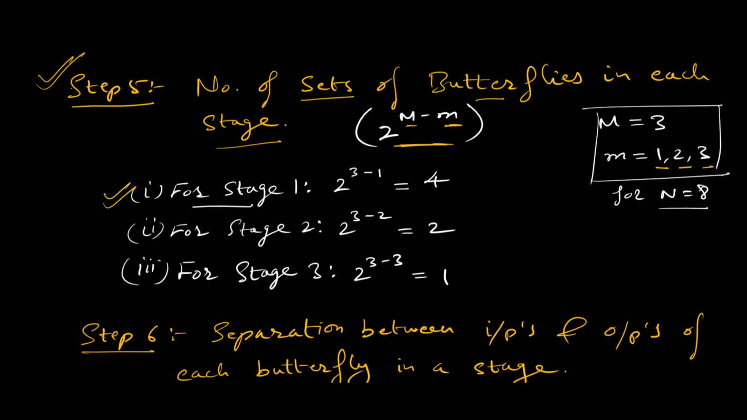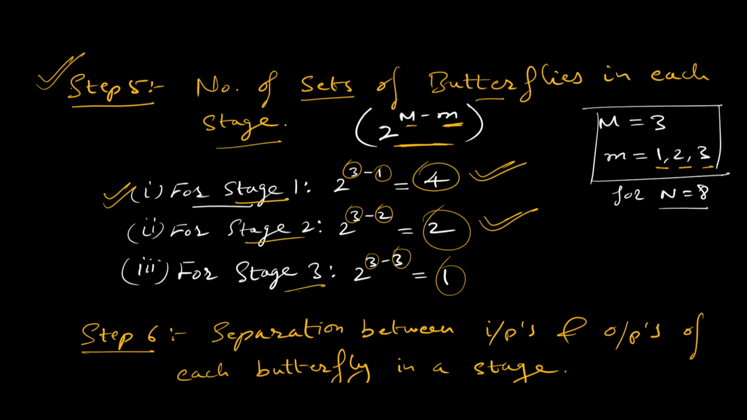For stage number 1, you have to substitute this small m with 1, and we know capital M is 3, so this becomes 4. Likewise, capital M will remain 3 all the time, and you will change the small m values, and you get these numbers. This basically gives you an idea that for stage 1 we'll have 4 sets of butterflies, for stage number 2 we'll have 2 sets of butterflies, and stage number 3 will have 1 set of butterfly only.